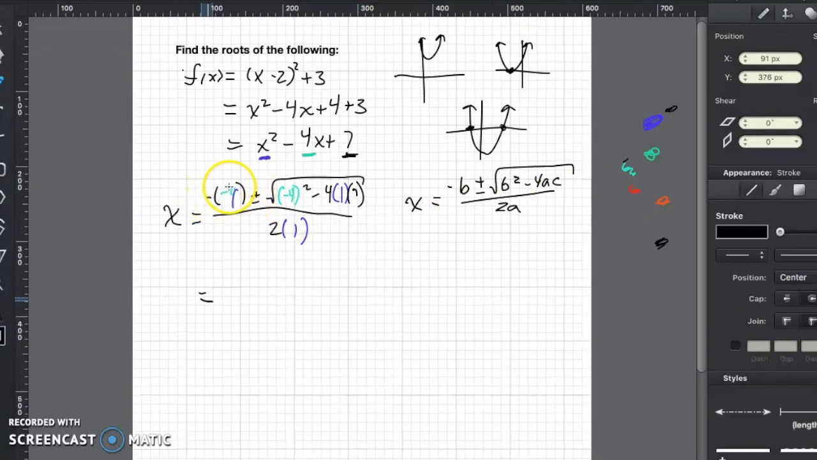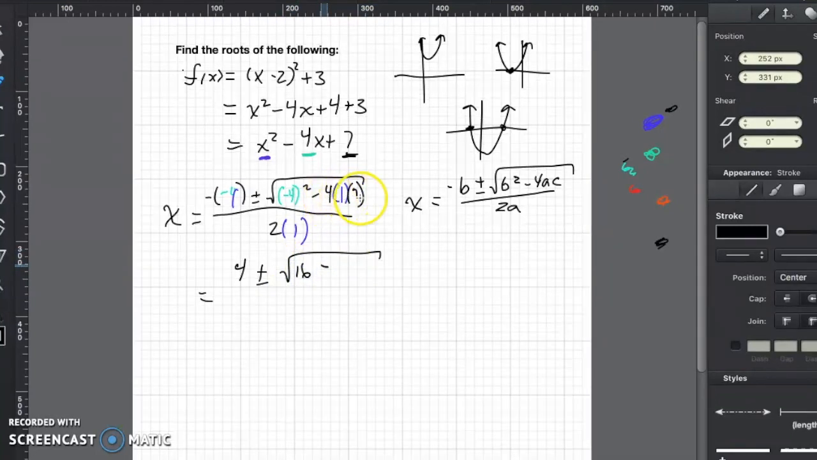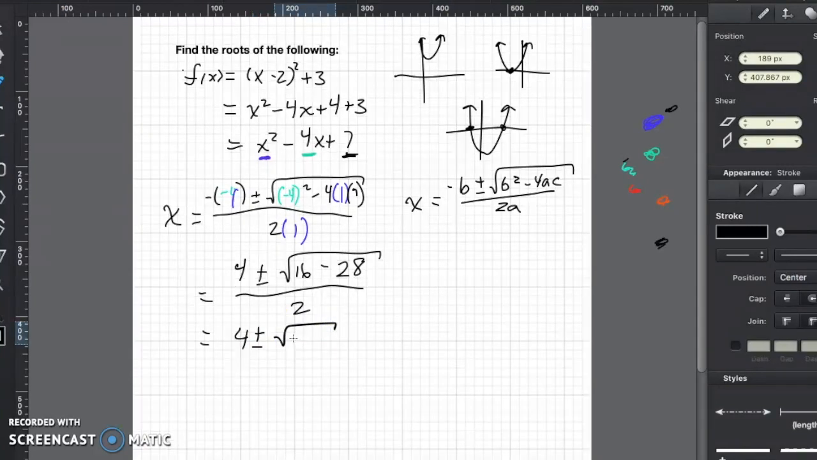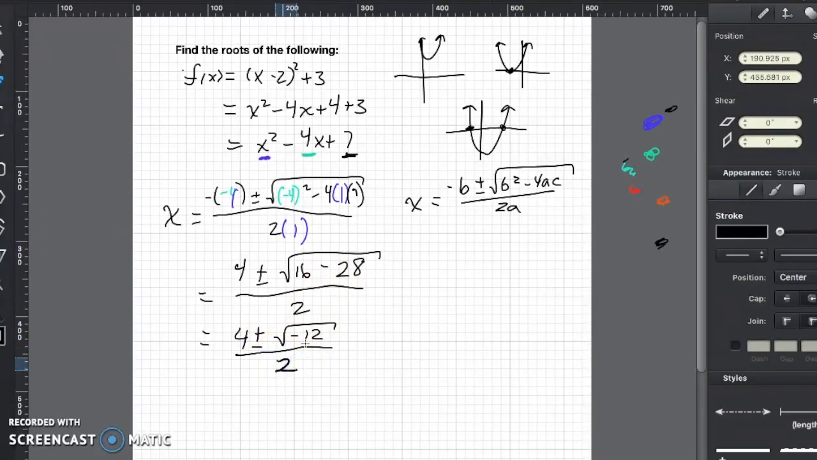So a negative 4, I'm going to hit it with a negative, so that's just a regular 4, plus or minus the square root. Simplify this: 16 minus 4 times 1 times 7. That's going to give me 28 all over 2? Sorry, that gives me a negative 12 all over 2. Okay, so far so good. Here's where stuff starts to go awry. That's not a problem. 4 plus or minus, I have a negative 12 in here, which before we knew about complex numbers would have been an issue. Now, not so much.